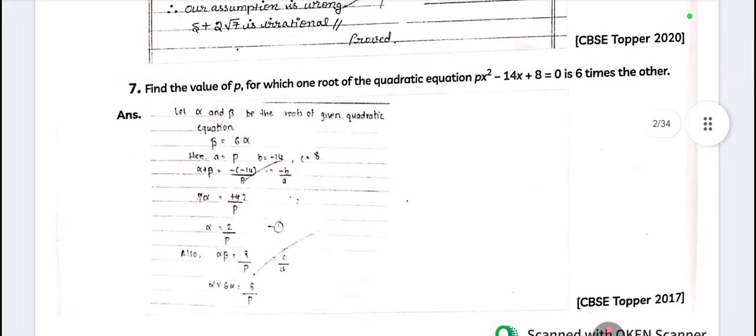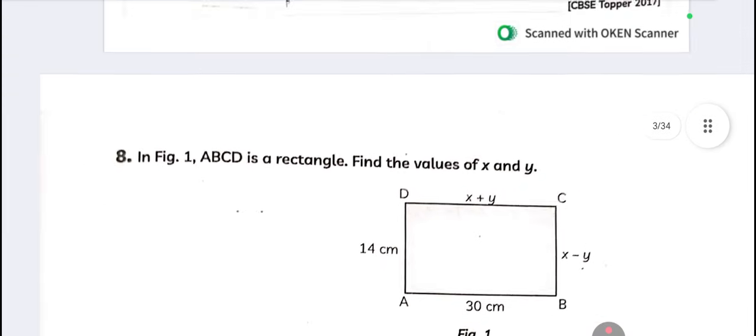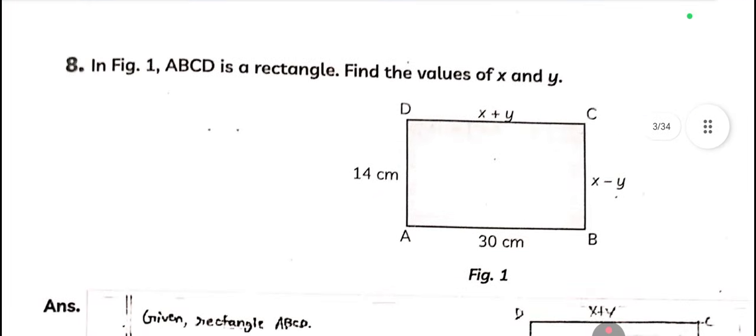What is the question? One quadratic equation root is 6 times the other. They have given some steps. You just tell what we wanted to do. So how to do that? Alpha plus beta, they applied minus b by a and got one answer, alpha 2 by p. Then they used the alpha beta c by a formula. Then what we wanted to do to get the value of p? Comment your answer.